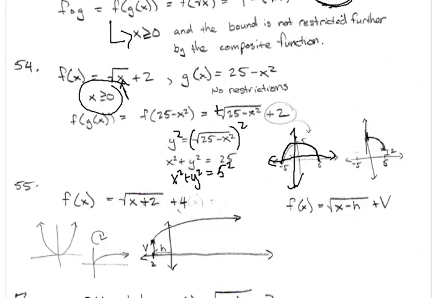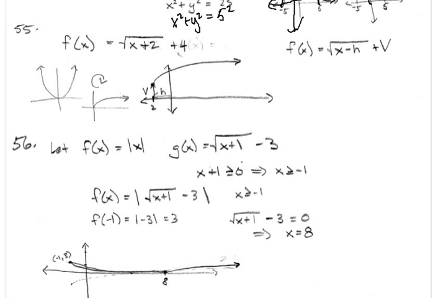Then when we add in the plus 2 here, we raise the whole thing up by 2 units. Now, remember that our domain had a restriction on f, that x had to be greater than or equal to 0. So the domain in our final function here would still be the same. So we would only plot the right part of the graph.